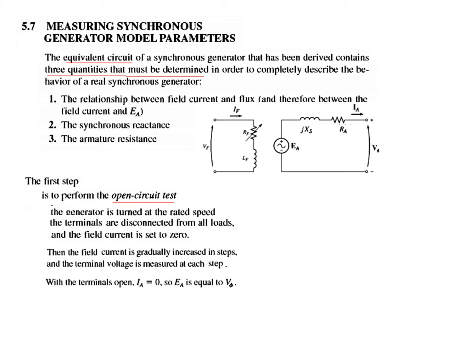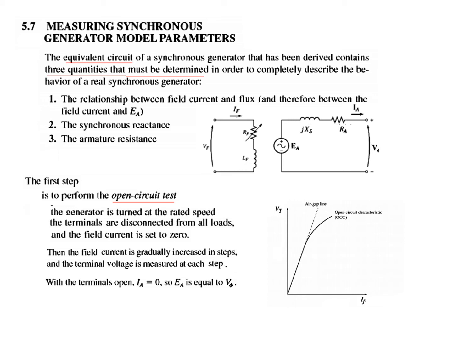Then what we do is we gradually increase the field current in steps, and the terminal voltages are measured. So we keep on measuring the voltage. Now with the terminals open circuit, since there is no current flowing, therefore IA is 0, no current in this, and therefore there will be no voltage drop in this circuit here. So EA is equal to VT or V phi. So EA is equal to V phi. V phi is for one phase and VT is for the total voltage.